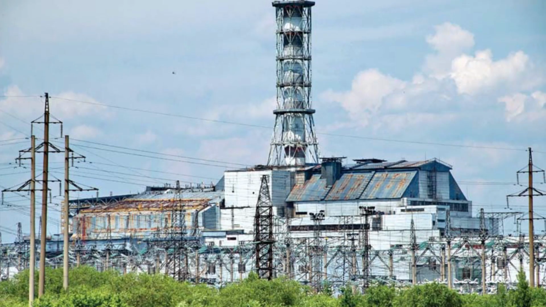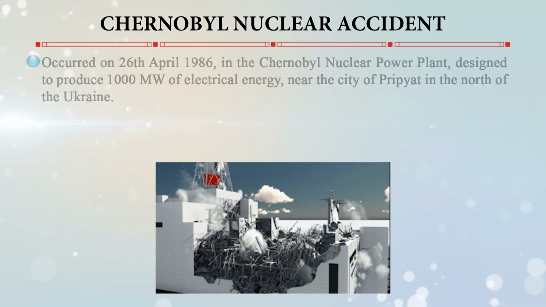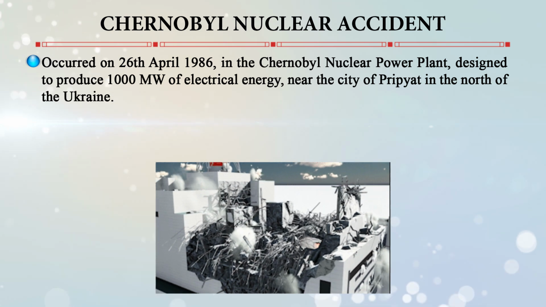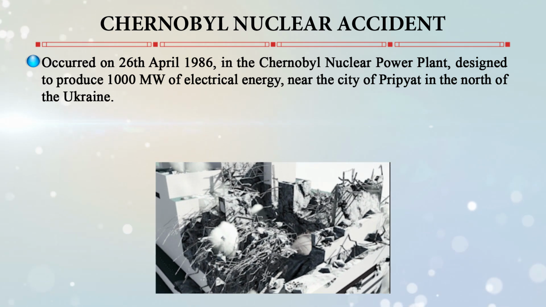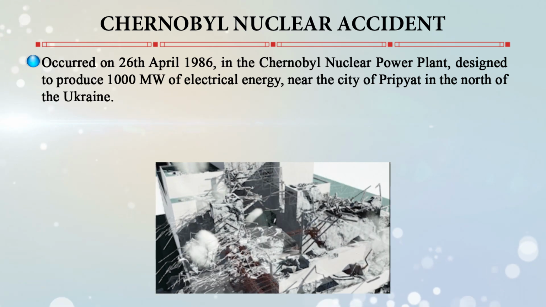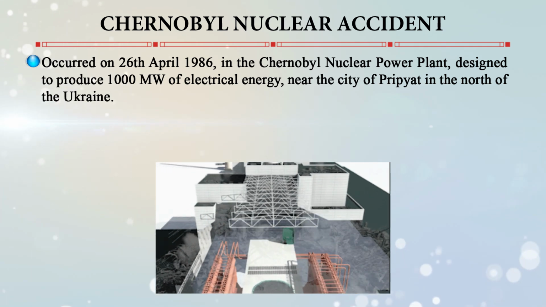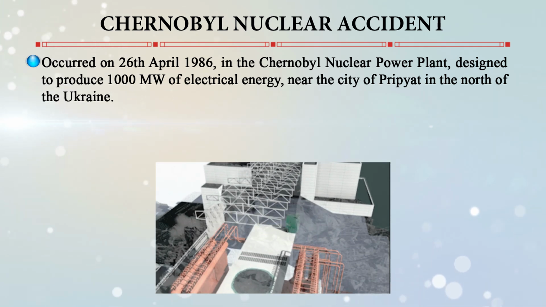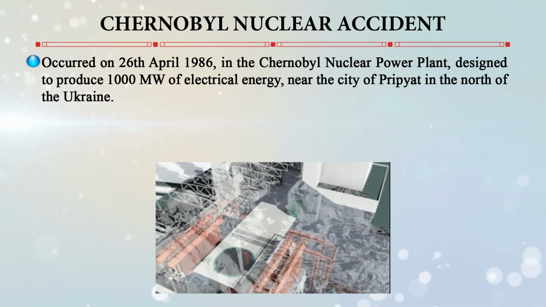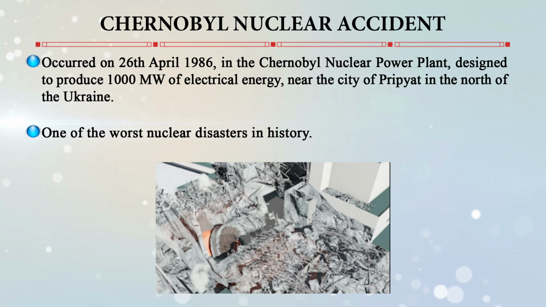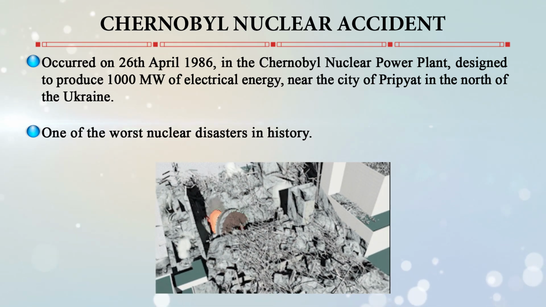with a case study. Now, in the previous one, I had given you an example of the Bhopal gas tragedy, and now let us start with another important case study, and that is the Chernobyl nuclear accident. This accident occurred in the erstwhile USSR, Soviet Union, on the 26th April in 1986 in the Chernobyl nuclear power plant. This was designed to produce 1000 megawatts of electrical energy near the city of Pripyat in the north of Ukraine. This is considered as one of the worst nuclear disasters in history.